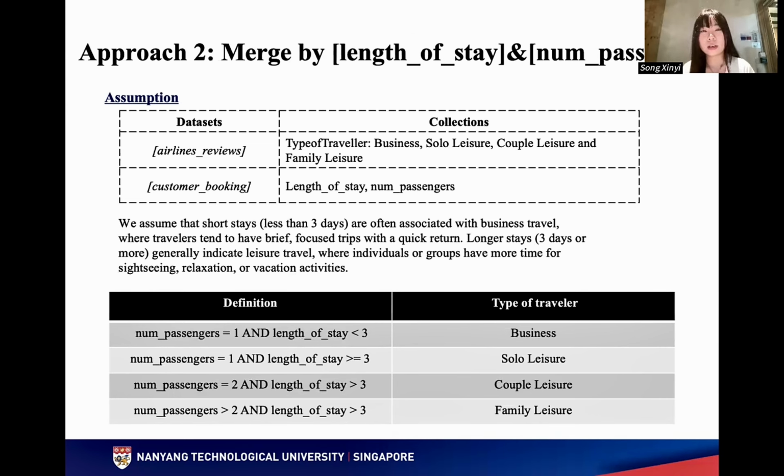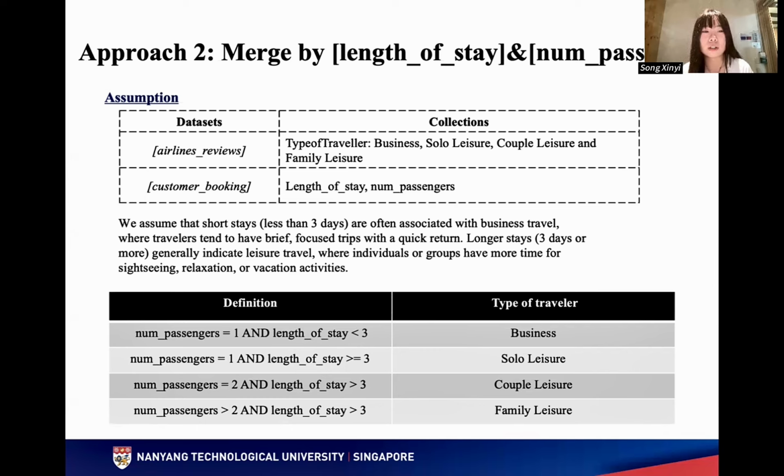My name is Song Xunyi, and I'm going to introduce our second approach, which merges by length of stay and number of passengers. When we look at these two data sets, we found that in the customer booking table, there are two columns named length of stay and number of passengers. So we think that we can give new definitions to the table so that we can reclassify the travelers into the four types of travelers that match the types of travelers in the dataset of airline reviews.